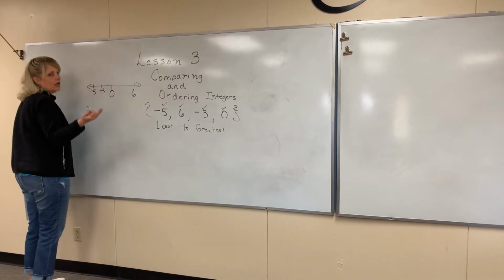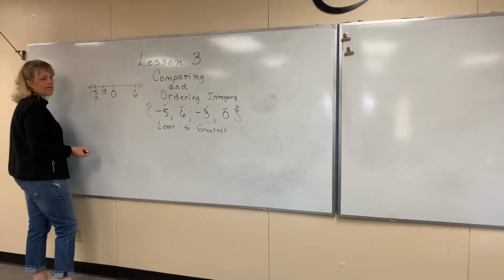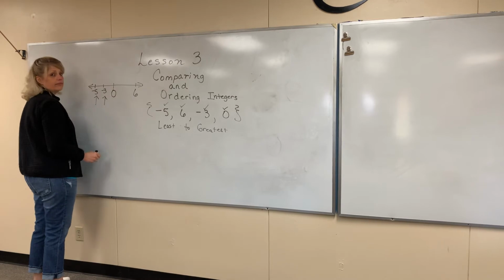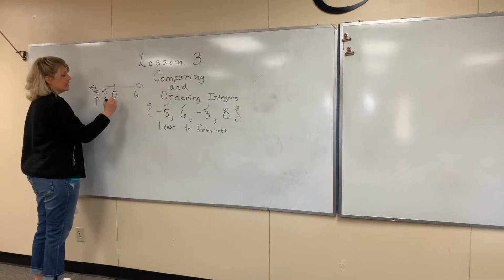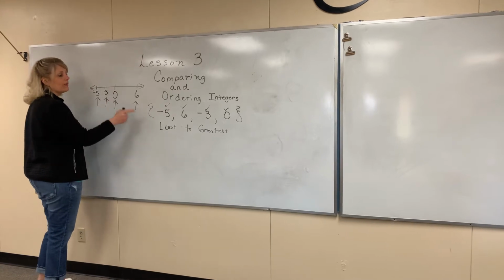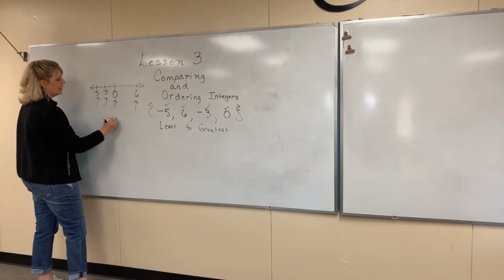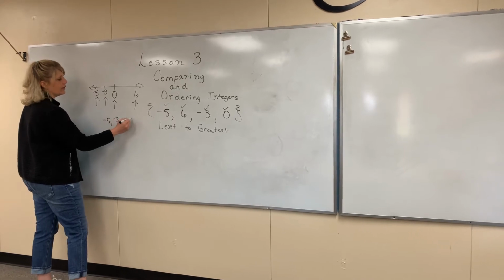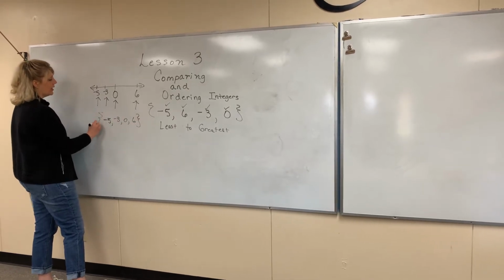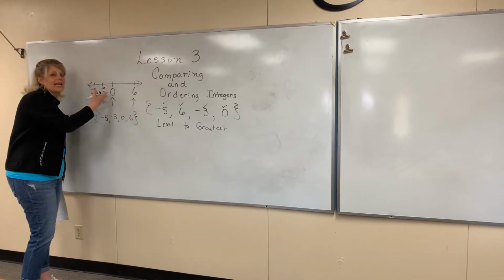Well, look at it. Who's the least? -5. Who's next? -3. Who's next? 0. And who's last? 6. So if you put these numbers in order from least to greatest, it's going to go -5, -3, 0, and 6. That would be your answer. Pretty easy using a number line.